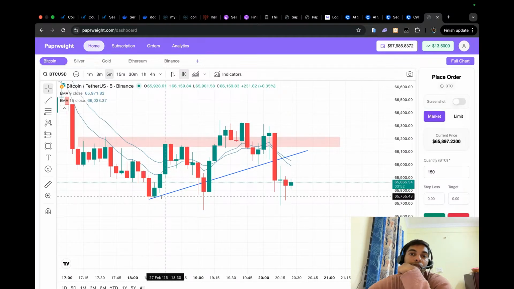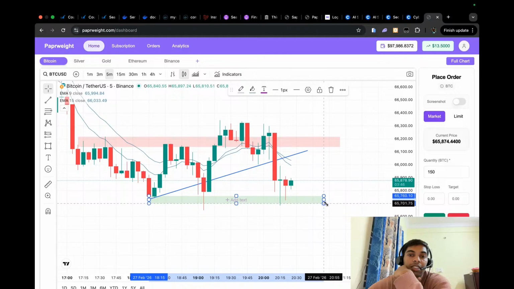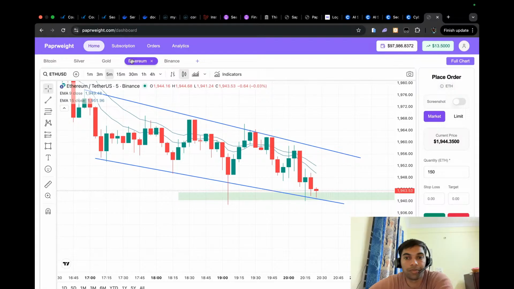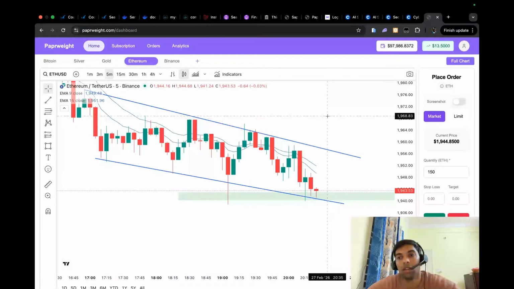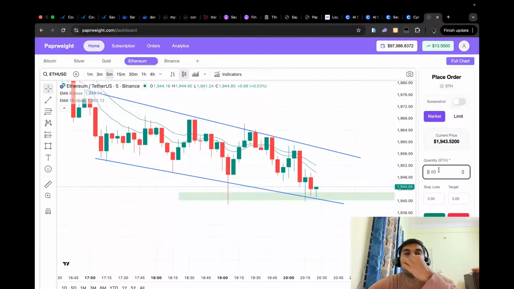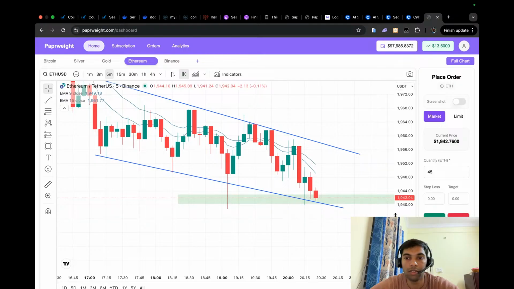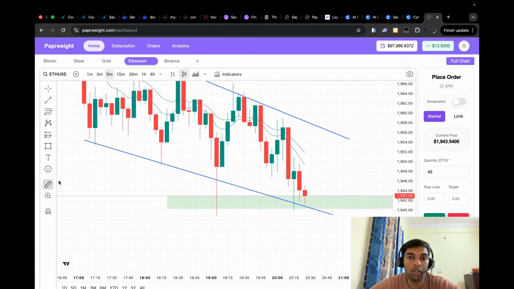Bitcoin is at a buying zone, but overall the sentiment is on the selling side, and we can't punch the trade. This doesn't make any sense. Binance market is on the selling side, but as soon as you can see that this is the nearest buying zone, we can punch the trade with 45 quantities, or in Ethereum, but we have to see what the stop loss looks like.